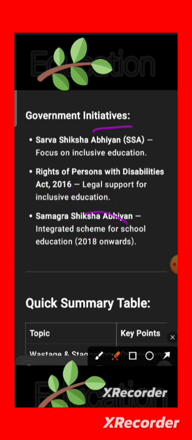Samagra Shiksha Abhiyan: an integrated scheme for school education that funds, facilitates resources and provides training for inclusive classrooms. Integrated scheme for school education, 2018 onwards.